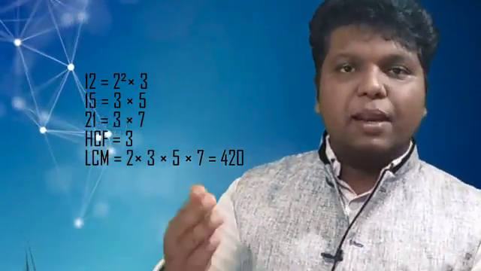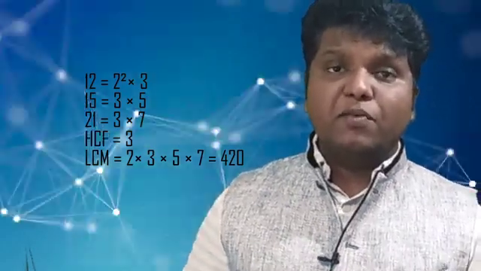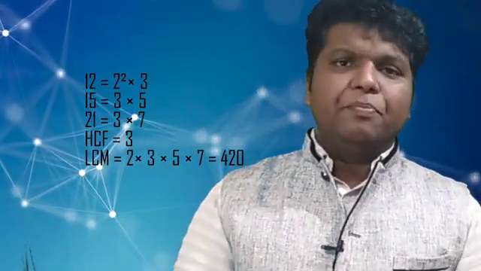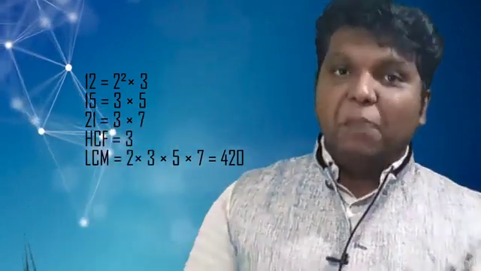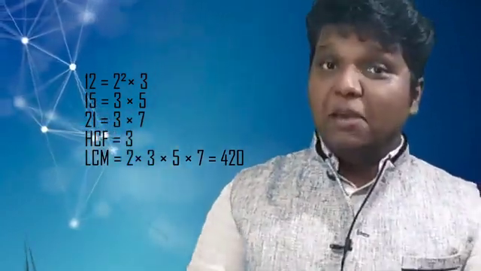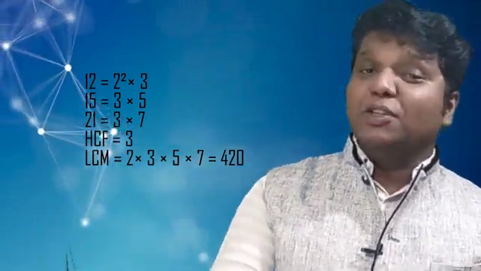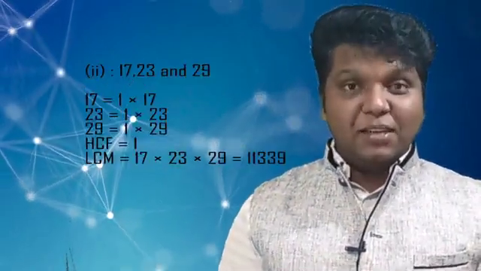Take it. 2 square into, what about 3? The highest power of 3 is 3 itself. So 3 into, what about the next one? 5 itself, into 7, right? So you brought all the prime numbers with their highest powers. Now let us multiply them and find the product. What is the answer? You got 420. That's the LCM. That's it. Nothing to verify. You got HCF and you got LCM. Next question.